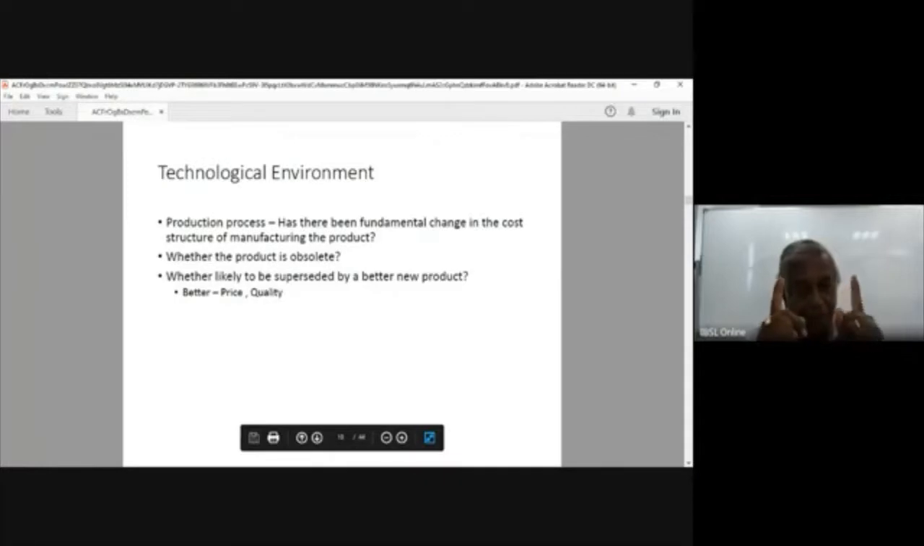So now what happened? There was a fundamental change in the cost structure of manufacturing the product because of this technological improvement. Thereafter, good quality rice, because wastage is also low, we were able to buy at the best price. Now what happened? Earlier there were about 7,000 paddy mills all over Sri Lanka, and most of the mills closed down because of the technological change.